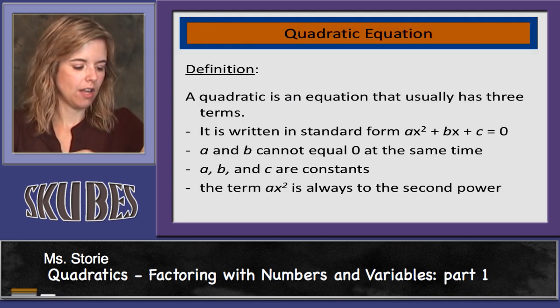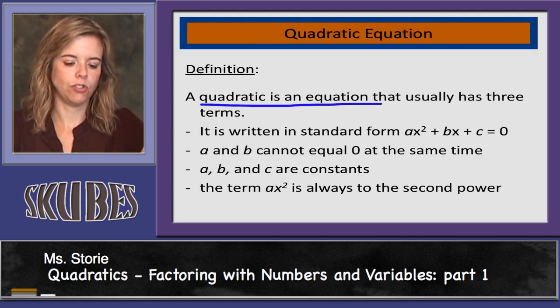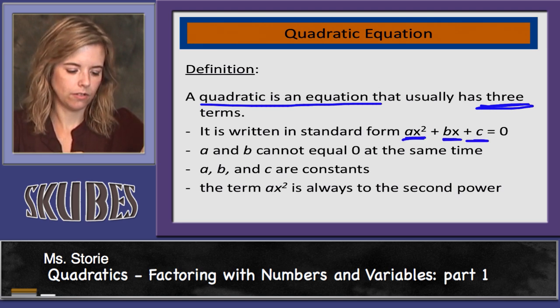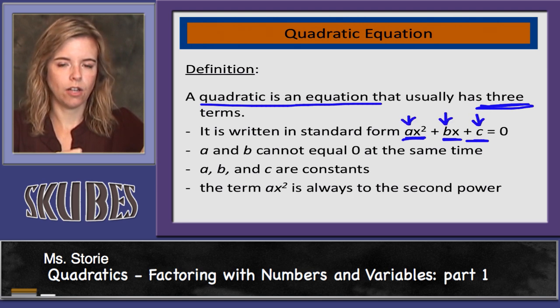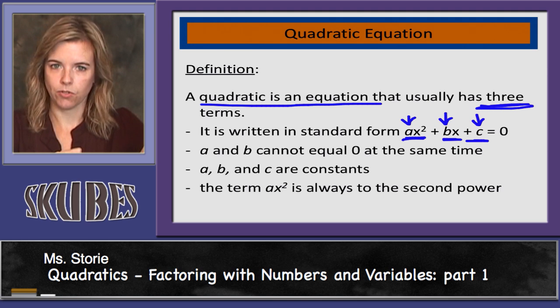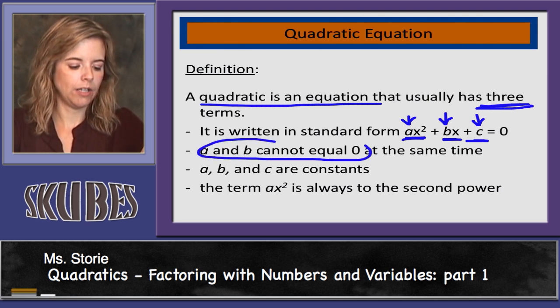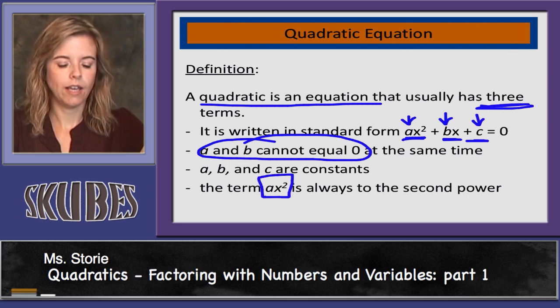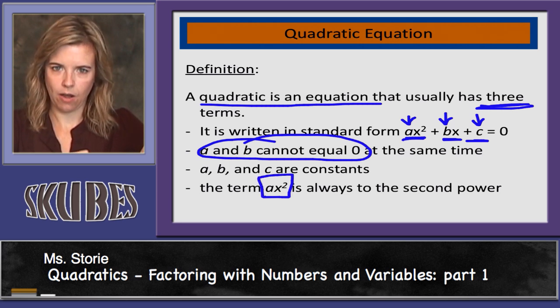First, let's talk definition. A quadratic is an equation that usually has 3 terms to it. It's written in standard form of ax squared plus bx plus c equals 0. A, b, and c are all what's called constants. That means they are numbers. A and b cannot equal 0 at the exact same time, and the term ax squared is always going to be written to the second power.